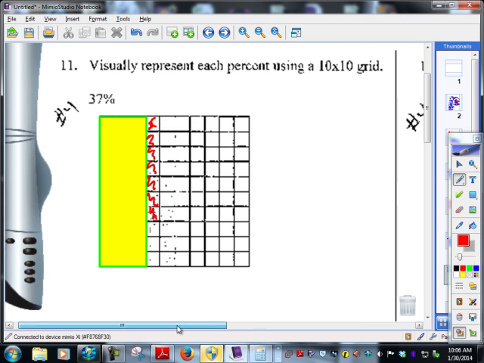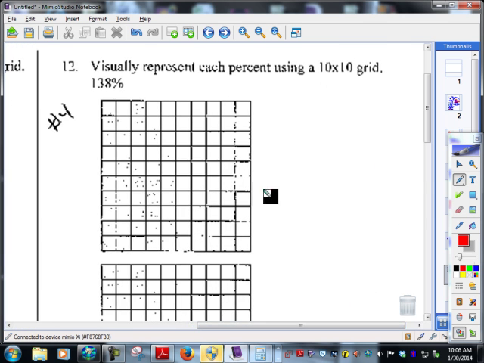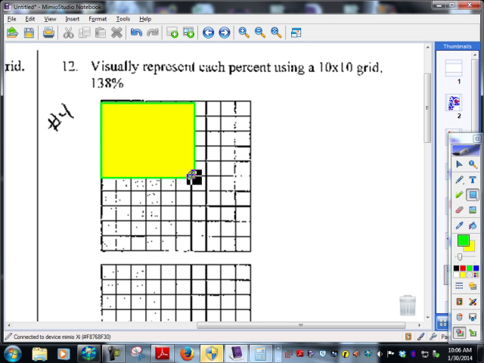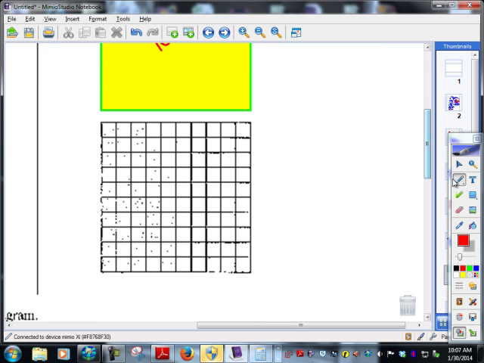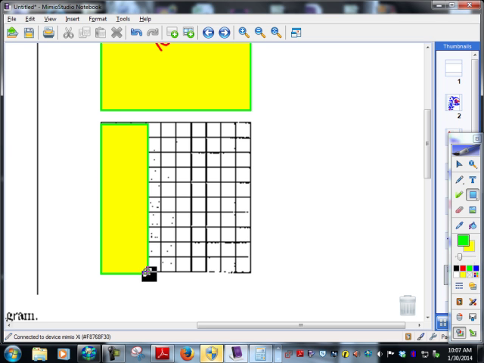Okay? Okay, this one here, 138%. I know that the first box here, that would represent what? The whole thing represents what? 100%. Okay? And then how much do I have left over to shade? 38%. So again, I'm going to use my square tool, and I'm just going to shade in 3 strips. What's that represent, guys? 30.